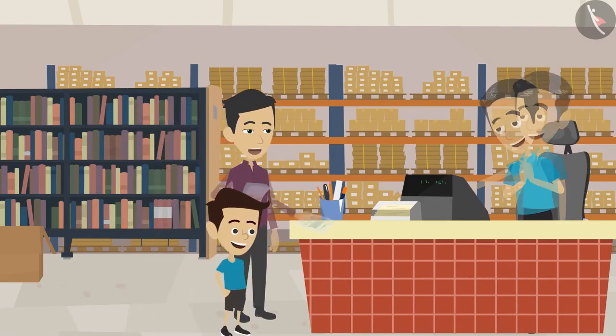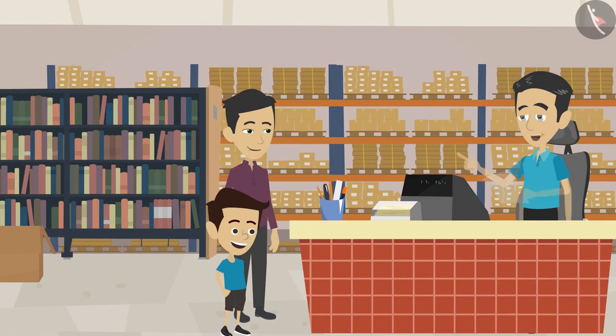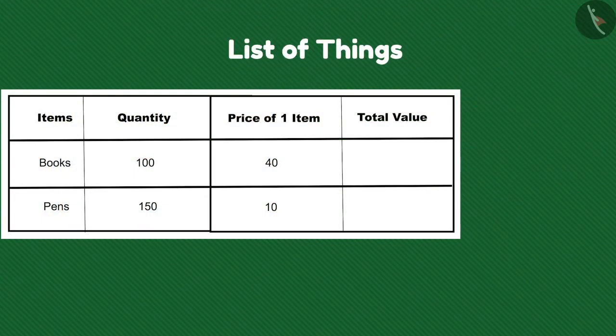How are you, Mohan? I want these things to open my shop. Tell me the cost of these things. Brother Ramu, one book costs rupees 40 and one pen costs rupees 10. Look, Shyam, the shopkeeper told us the cost of one item. Now, can you tell me the total cost?